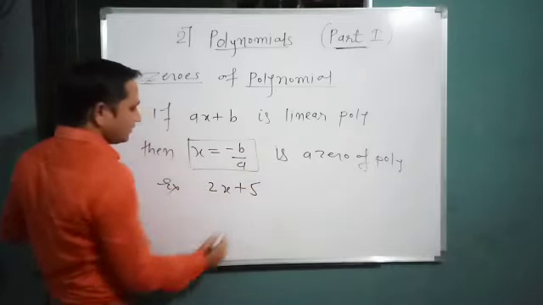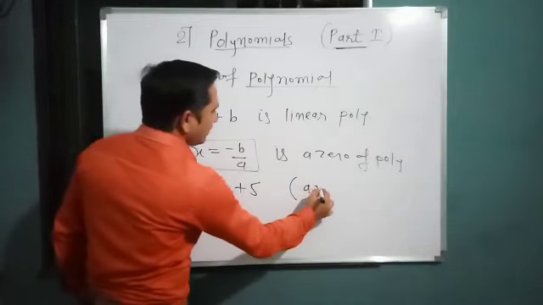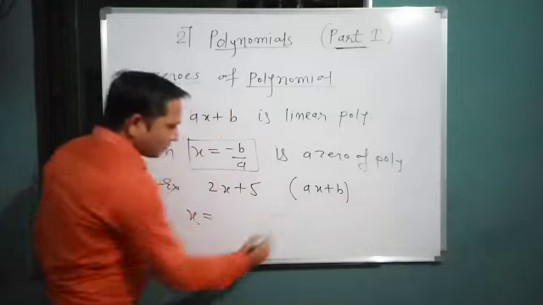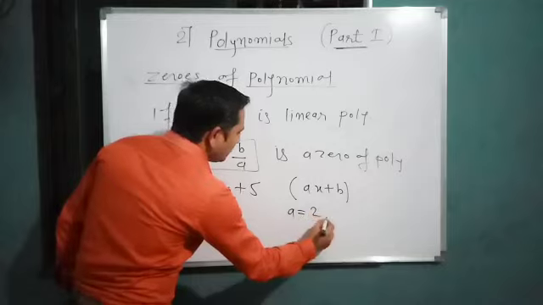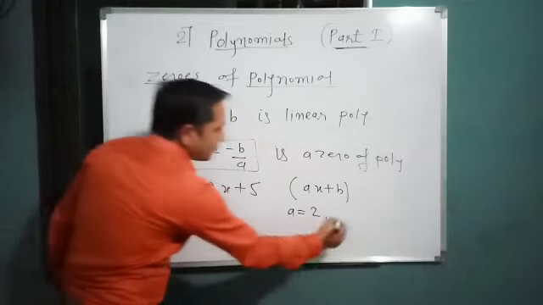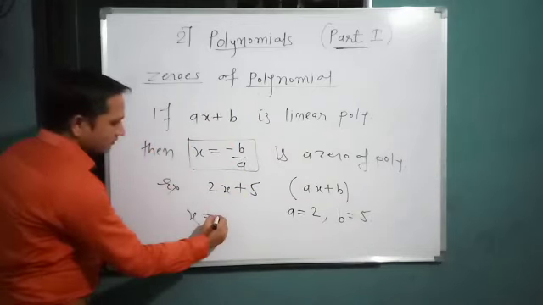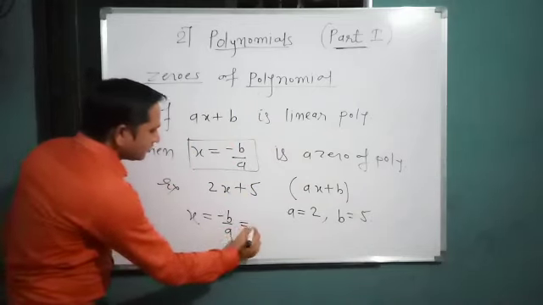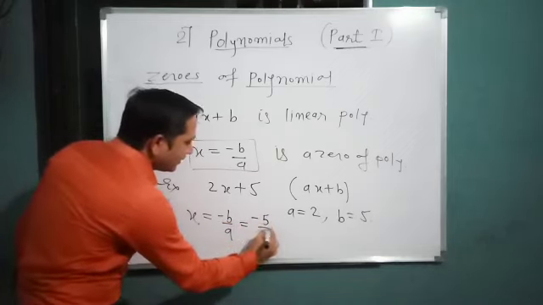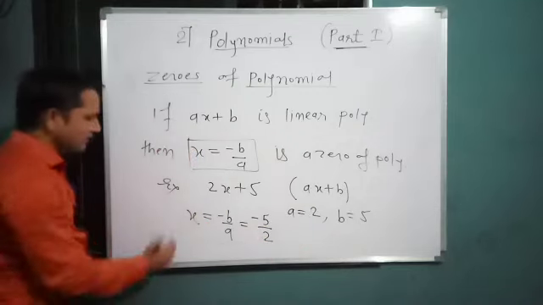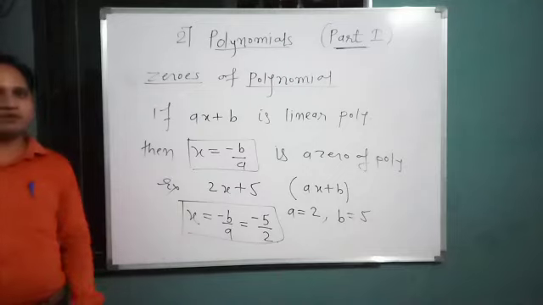2x plus 5. Then we can find the zero. This is the general form, ax plus b. So from this general form, a is equal to 2 because the coefficient of x is 2, and b is equal to 5. Okay. So minus b upon a, so this is equal to minus, and b value is here 5 and a value is here 2. So in this way we can find out the zeros of a linear polynomial.